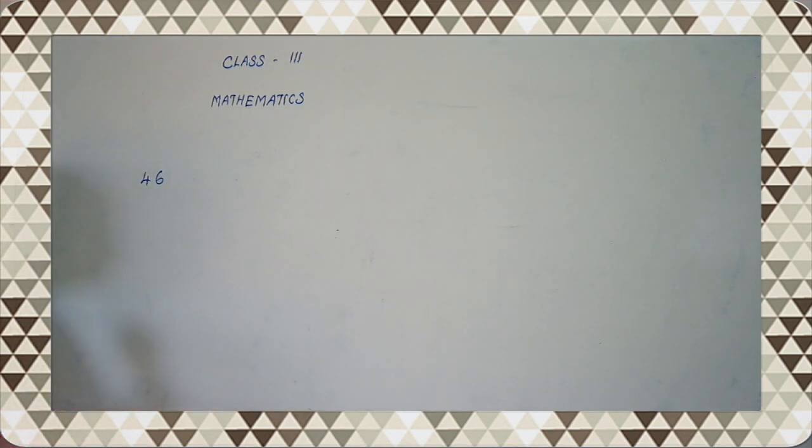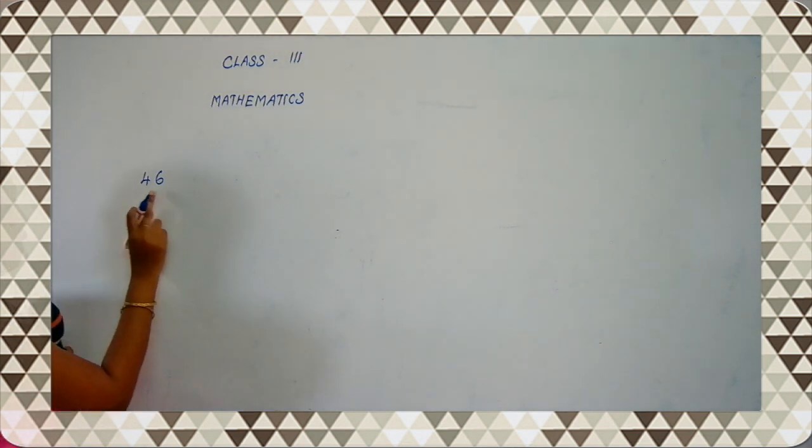What is this number? 46, yes. 46 is a 1 digit number, 2 digit number, 3 digit number or 4 digit number? 46 is a 2 digit number, yes. How many digits are here? 1, 2. So 46 is a 2 digit number. Okay.